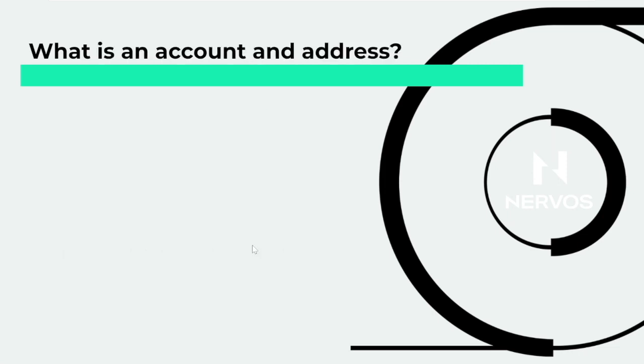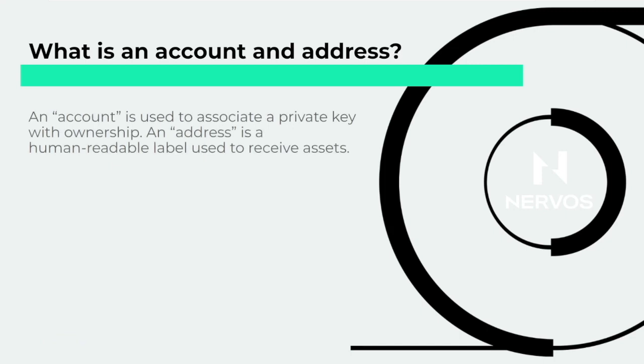What is an account and an address? An account is used to associate a private key with ownership. An address is a human-readable label used to receive assets.